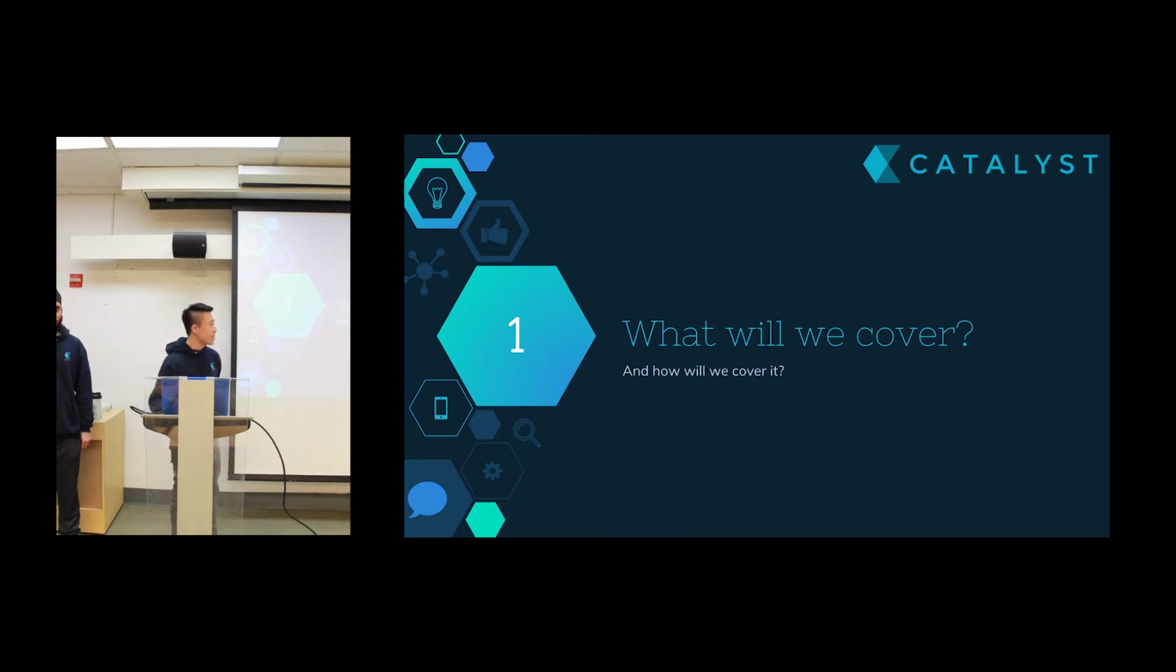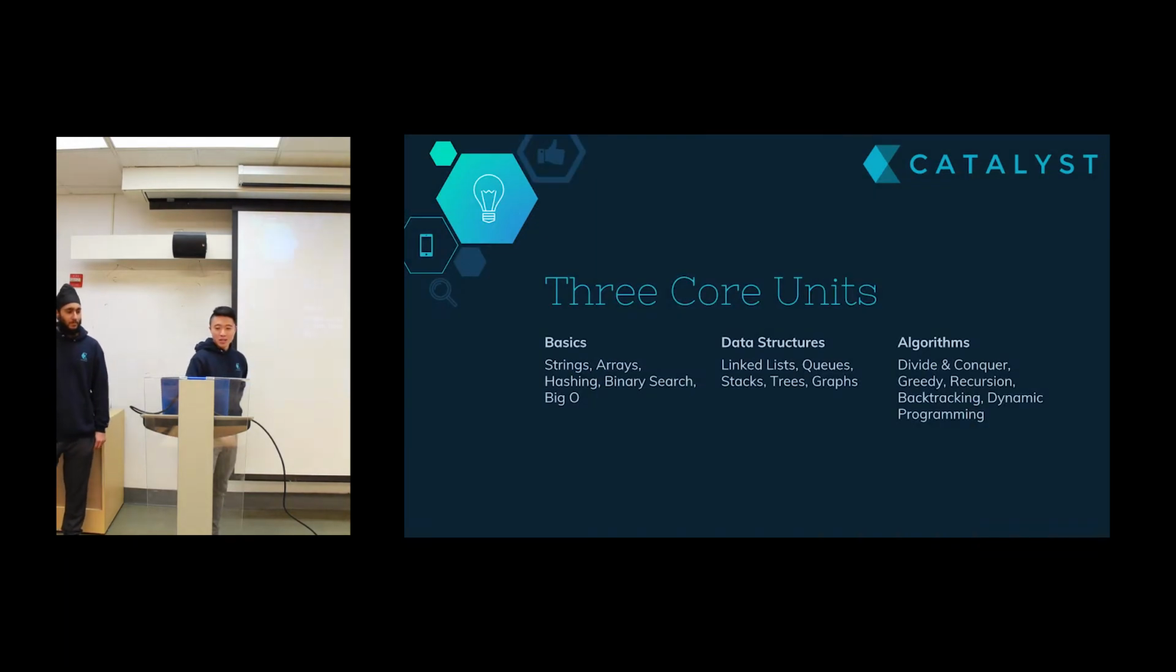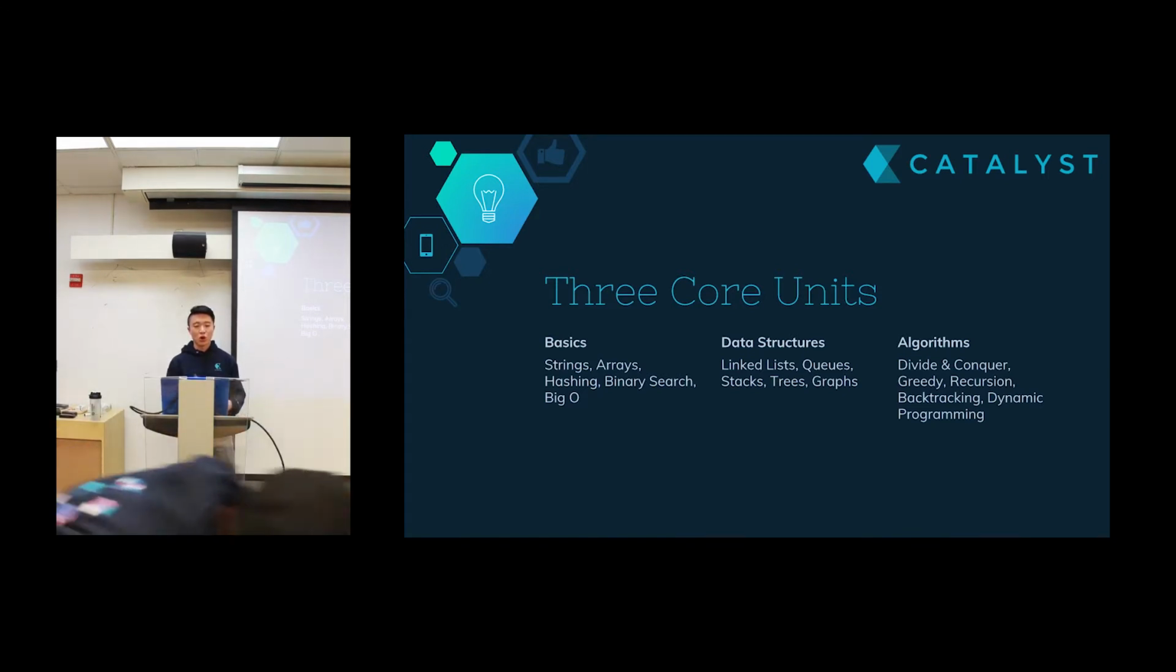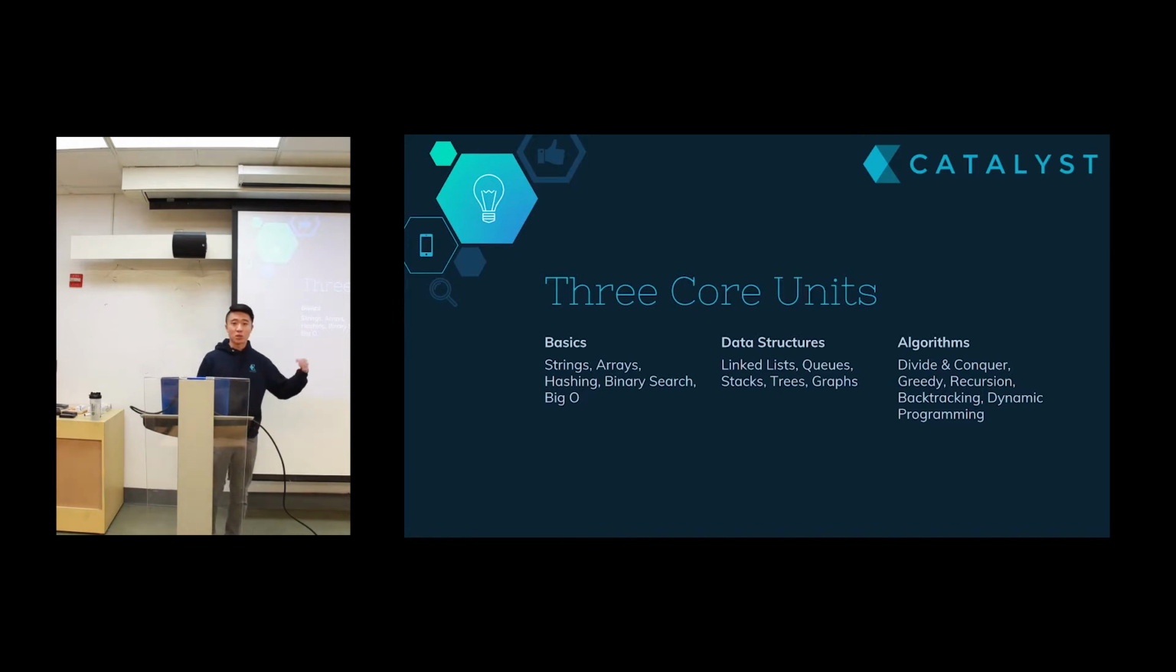So what exactly are we going to be covering then? We have 3 core units. We're going to start off with basics. That is strings, arrays, hashing, binary search, and big O. After we have a grasp of the basics, we're going to move on to data structures. These are the linked lists, stacks, queues, trees, and graphs that you learned about in CompSci 201.